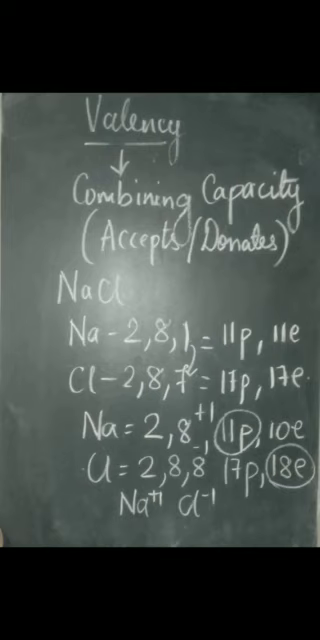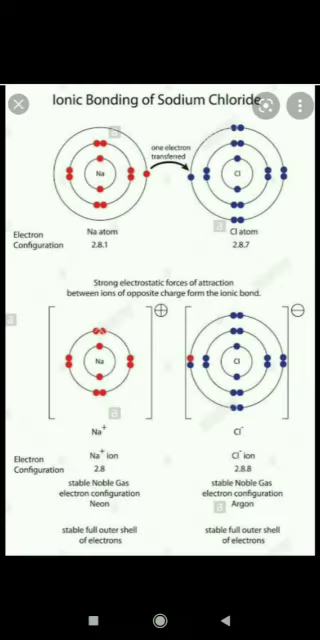So now they become stable and they form NaCl. So valency is the combining capacity, how many electrons an atom will give or take in a chemical reaction. That is valency. I hope everyone is clear with this. This is a rough diagram.